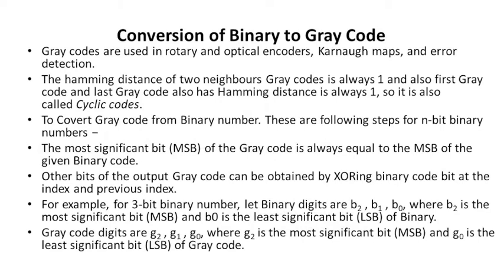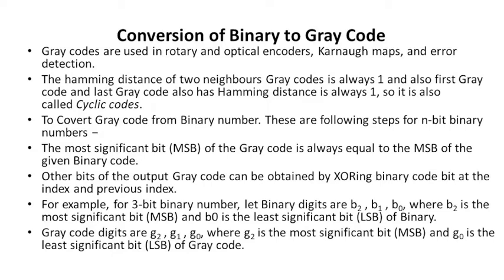Gray codes are used in rotary and optical encoders, Karnaugh maps and error detection. The Hamming distance of two neighboring gray codes is always 1, and also the first gray code and the last gray code have a Hamming distance of 1. So it is also called a cyclic code.